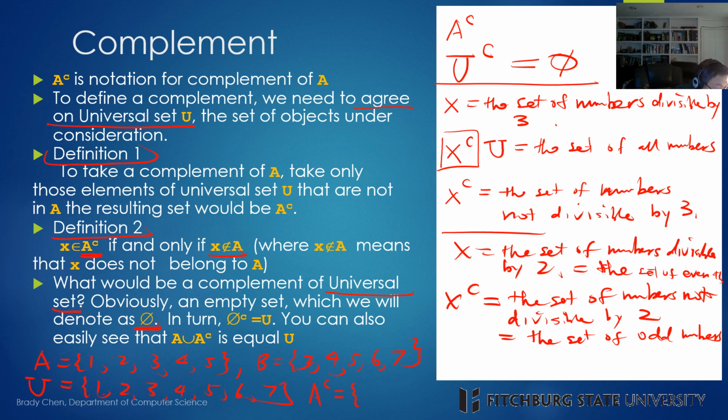1, 2, 3, 4, 5 should not be in the complement of A, but 6 and 7 should, right? Okay, so that's the other example. So before we talk about a complement, it's important to define the universal set.